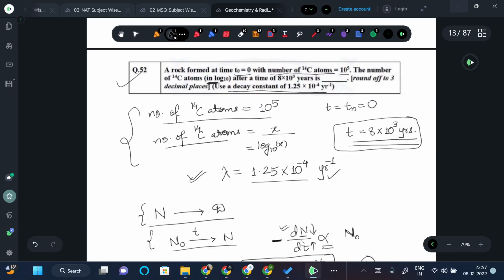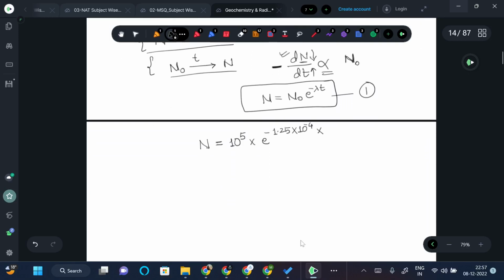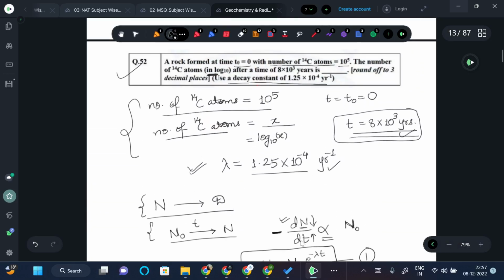Here you can see per year and year will get cancelled out. Okay. T is 8 into 10 to the power 3. So all this is going in the power terms, e raised to this particular part. So this is what we have got, and it is asking about n itself. So this is a simple direct formula question. It is asking about n, and then we have to calculate log base 10 n.